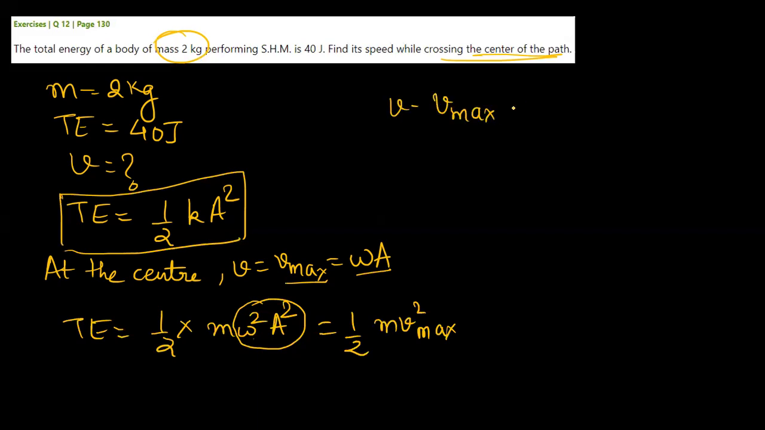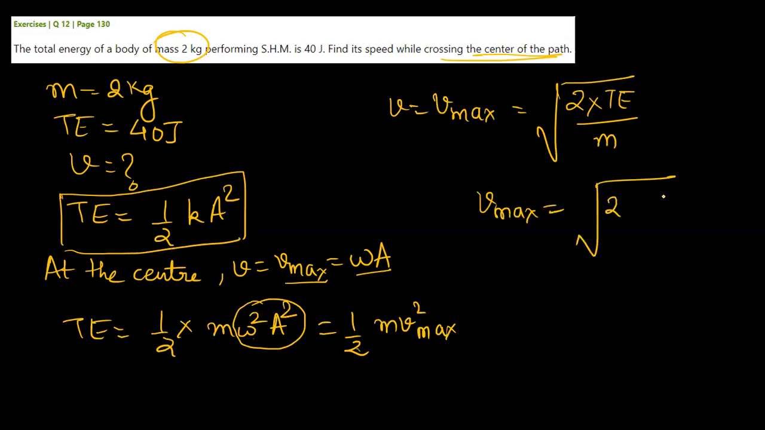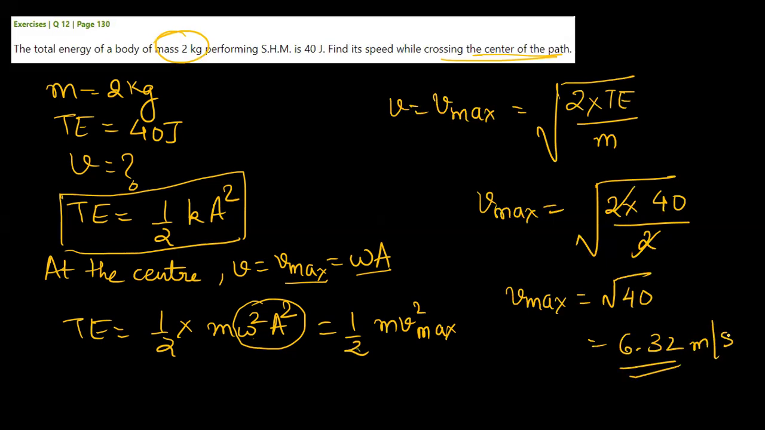So if I rearrange this, v will be equal to 2 into total energy upon mass. Rearranging the formula, v max will be equal to root of 2 into total energy, which is given as 40, and this is 2. So the 2 cancels. So v max will be equal to root 40. Root 40 will be nearly 6 point something. If you see, it will be 6.32 something meter per second. So this is the value for v max.